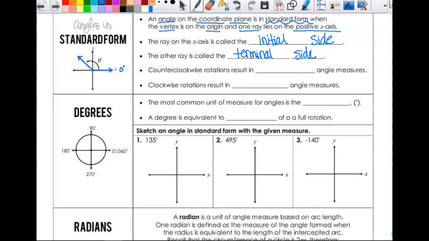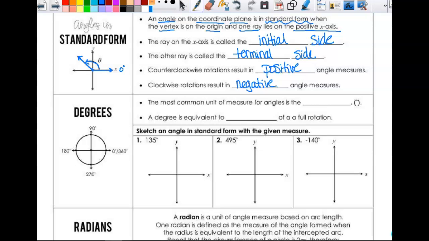When you rotate counterclockwise, like so, that results in positive angle measures. If I started here and went this direction to end here, going clockwise, that results in negative angle measures. So if you have ever been told that you can't have a negative angle, that was a straight up lie. You might not have been able to have a negative angle in some random triangle, but you can totally have negative angles on the coordinate plane.